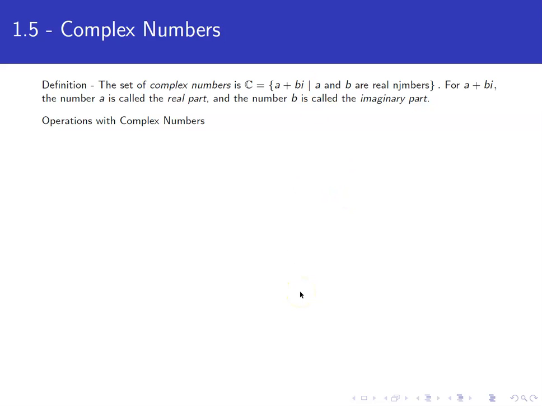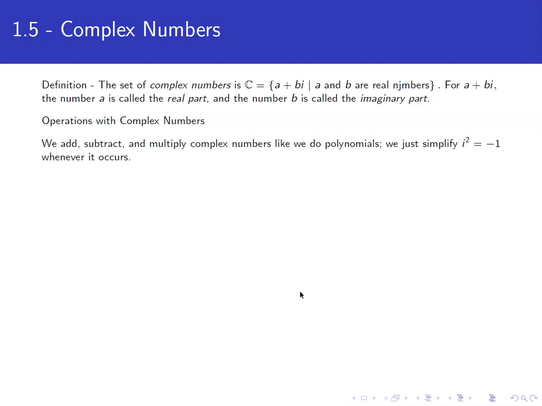All right, so let's talk about some operations that we can do. Well, we can add, subtract, multiply, and divide complex numbers. We just have to be a little bit careful when we multiply and divide, and we'll talk about that here just shortly. We do addition, subtraction, and multiplication, just like we do for polynomials. It's just that whenever we encounter an i squared, we'll change it to a -1. So let's look at some examples.